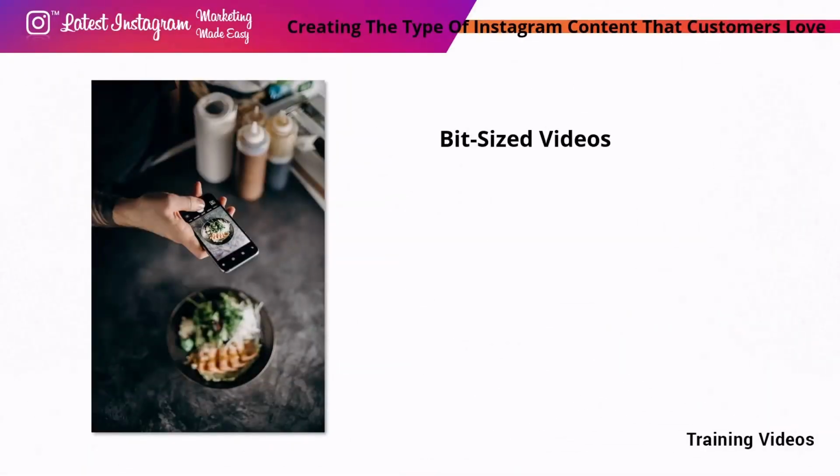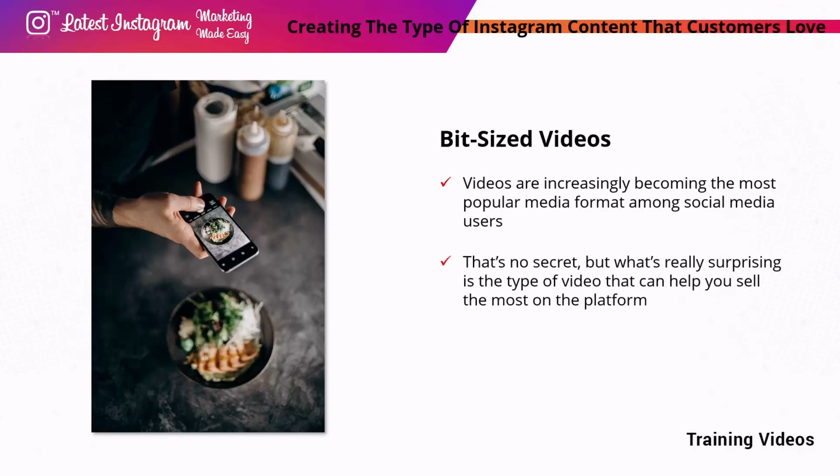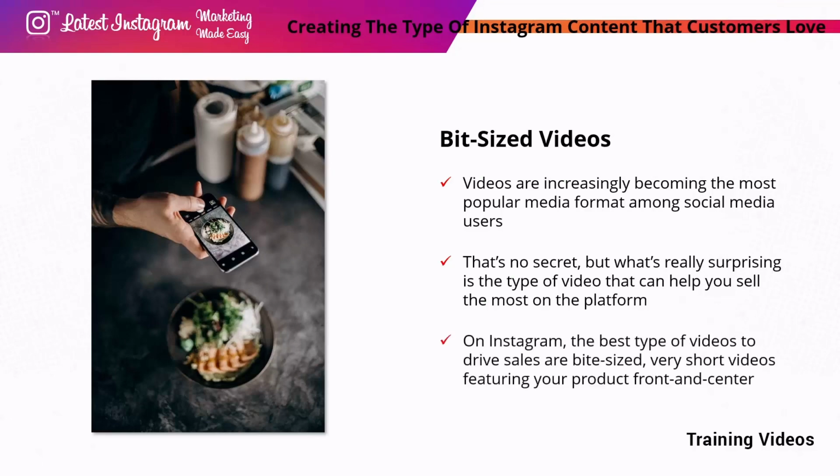Bite-sized videos. Videos are increasingly becoming the most popular media format among social media users, especially on Instagram. That's no secret. But what's really surprising is the type of video that can help you sell the most on the platform. On Instagram, the best type of videos to drive sales are bite-sized, very short videos featuring your product front and center. Videos captured with a smartphone camera are especially effective because they give your content a casual vibe that customers love, and that encourages them to buy on a whim.